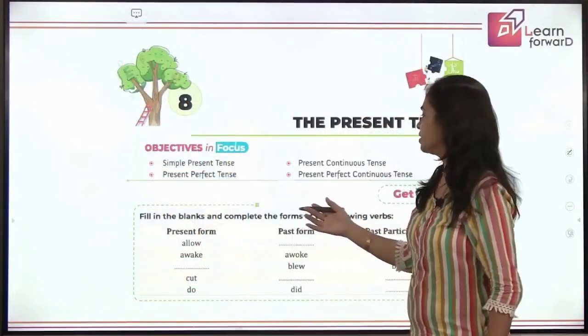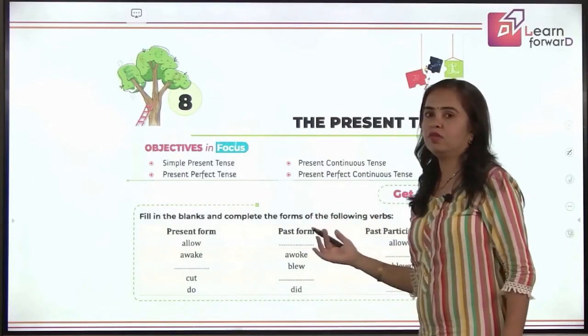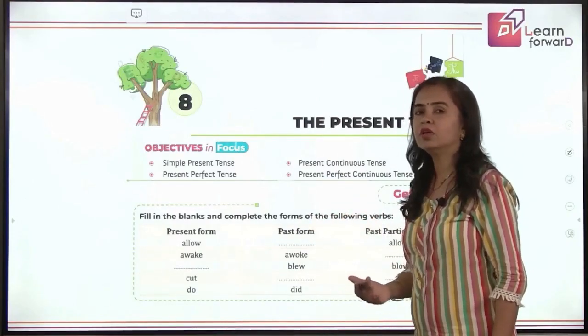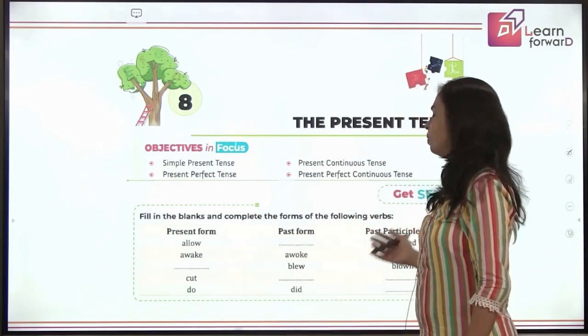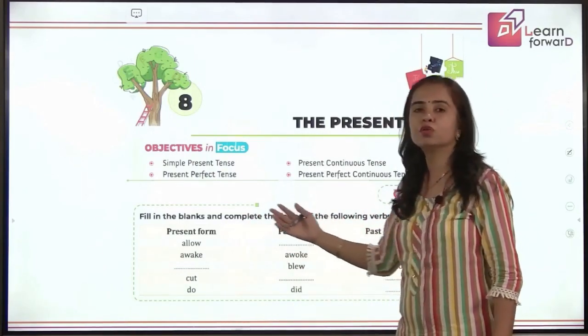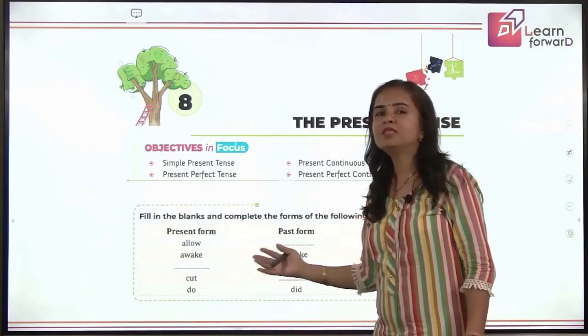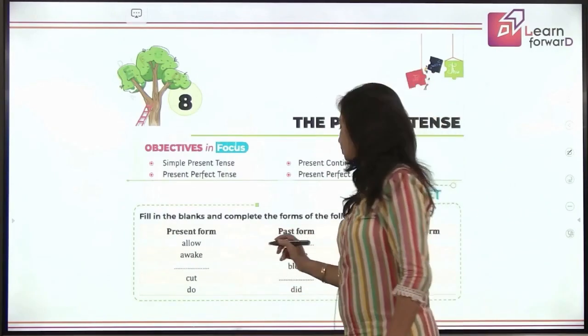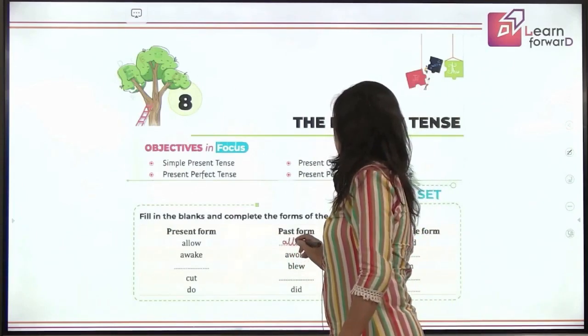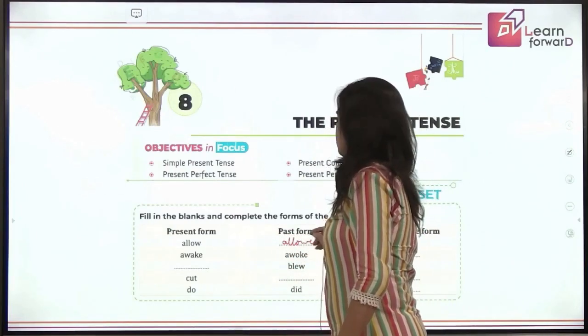Fill in the blanks and complete the forms of the following verbs. We have already learnt about the different forms of verbs. This is the present form column, the past form and the past participle form. We also call them first form, second form and third form of the verb. Let's finish them. Allow, allowed, allowed. And the third form is already written.